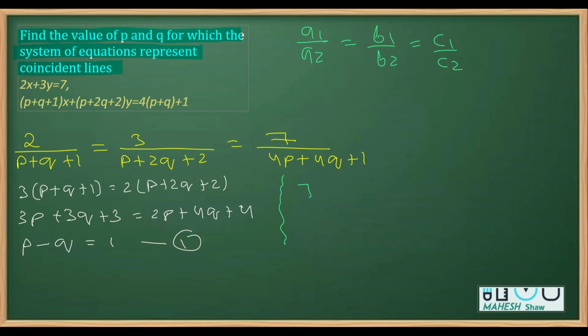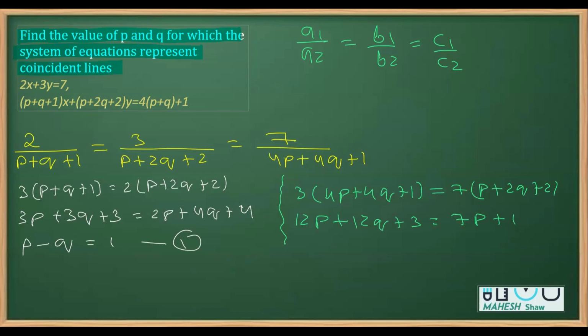Or let's take the other way. 3 multiplied by 4p plus 4q plus 1 should be equal to 7 multiplied by p plus 2q plus 2, by cross multiplication, right? Now, if I open this bracket, 3 into 4 is 12, 12p plus 12 times q plus 3 into 1 is 3. Other side, it is 3 times p plus 7 into 2, 14q, and then 7 into 2, 14.